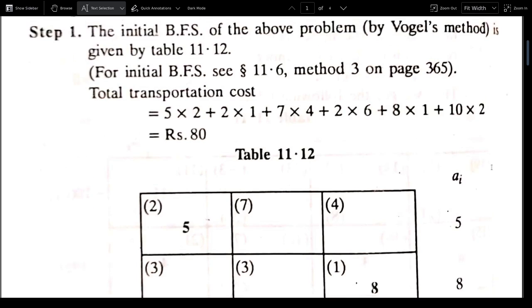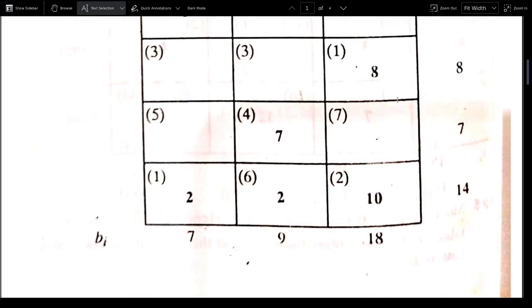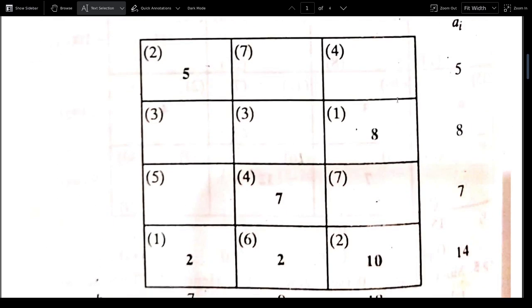Transportation problem is given, then solve it by Vogel's approximation method, right? So what is the first step? Step 1 is what? Find the penalties. Yes, good. First you find the penalties. Clear? Yes, so first you find out the penalty.